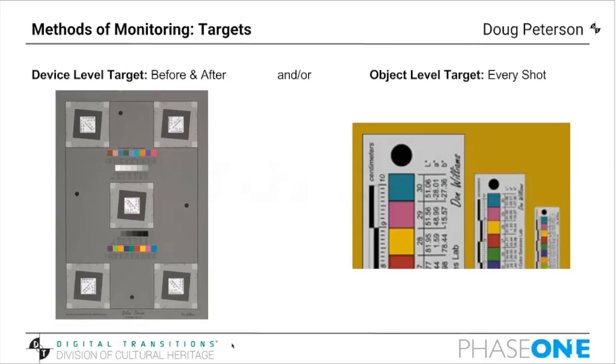If you do include an object-level target in every single shot, that gives you a much more definitive statement that every single one of those shots was consistent and accurate.